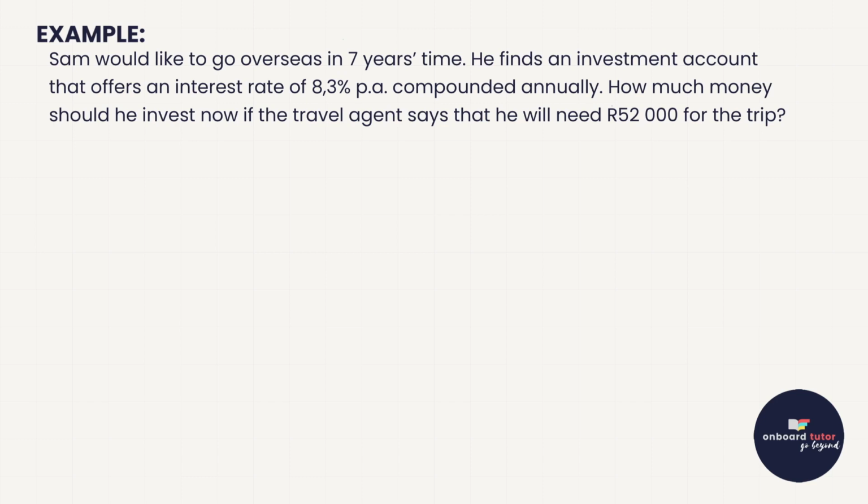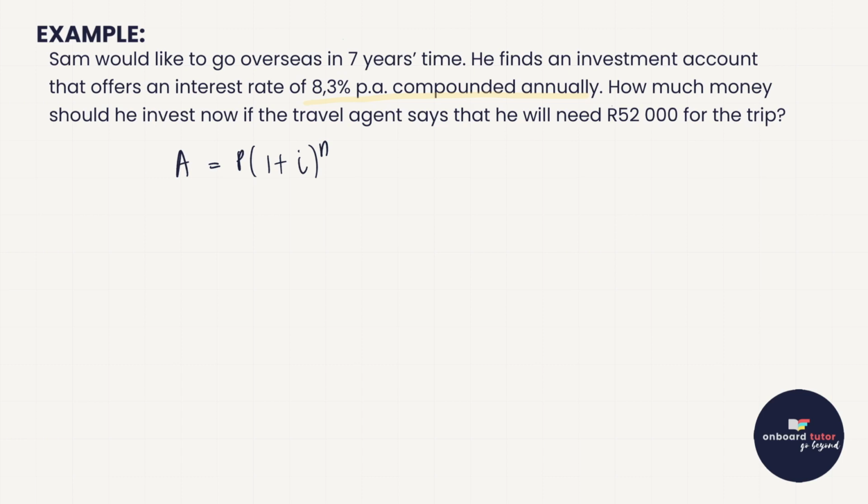Okay, here's another example. Sam would like to go overseas in 7 years' time. He finds an investment account that offers an interest rate of 8.3% per annum, compounded annually. They might not specifically tell us to use the compound interest formula, but the fact that they have specified this interest rate like this means that this is a compound interest question. How much money should he invest now if the travel agent says that he will need 52,000 Rand for the trip? All right, so the formula looks like this.